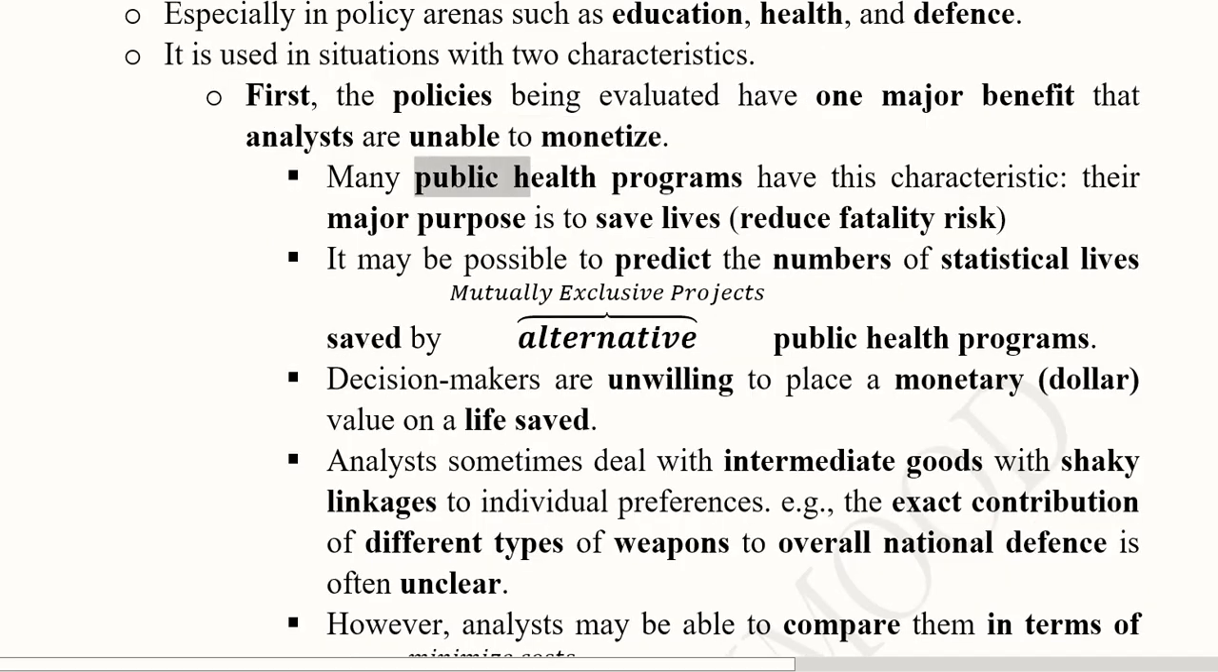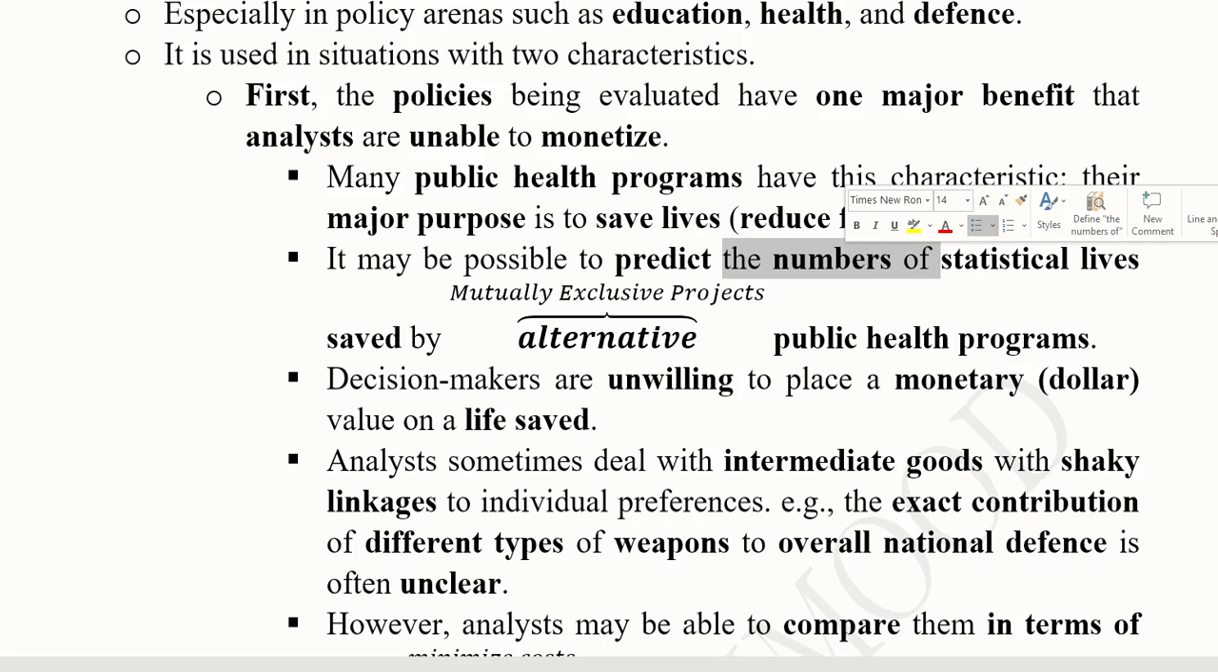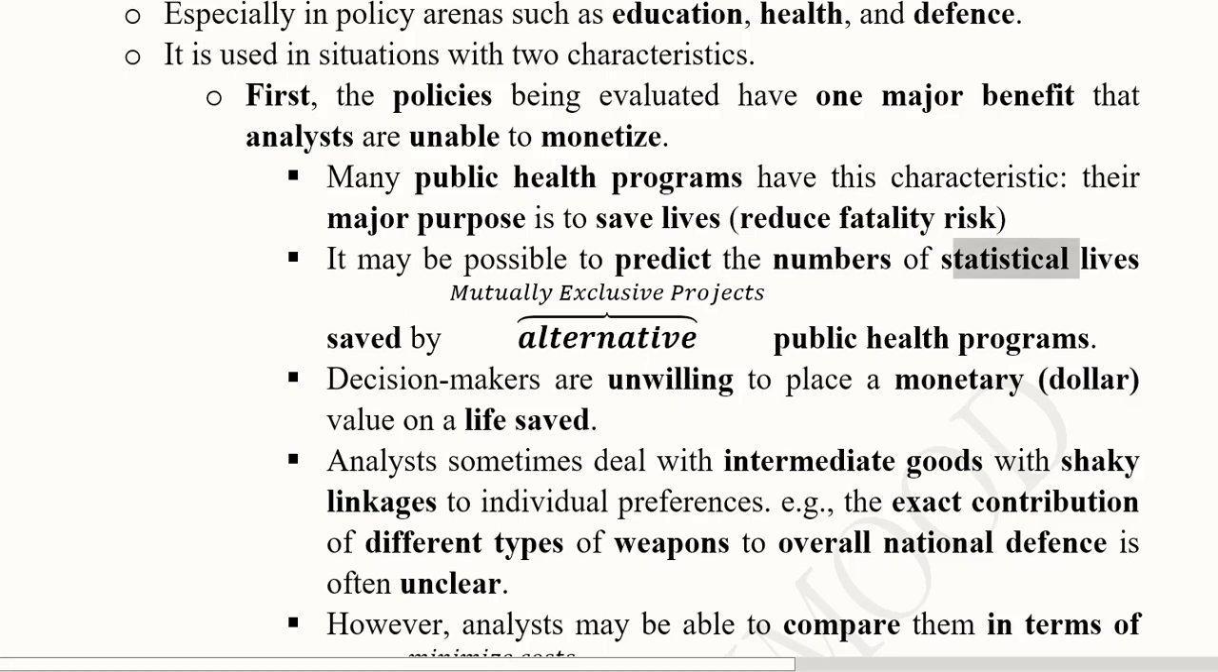For example, in the public health programs, the major purpose is to save lives, and that will reduce the fertility risk. But it's not precisely possible to find out the number of statistical lives saved or their values, because that is a very difficult thing to do, and there is quite a bit of uncertainty in the future, and the assessment of the statistical life can be quite contentious and debatable.